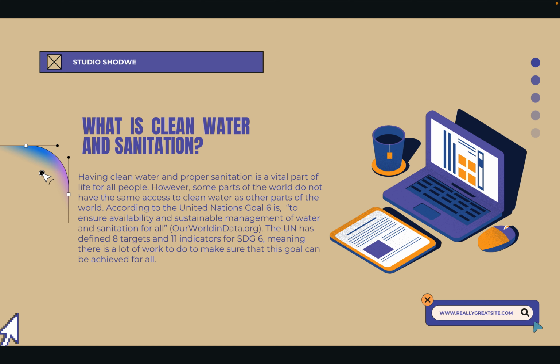So what is clean water and sanitation? Having clean water and proper sanitation is a vital part of life for all people. However, some parts of the world do not have the same access to clean water as other parts of the world. According to the United Nations, Goal 6 is to ensure availability and sustainable management of water and sanitation for all. The UN has defined 8 targets and 11 indicators for Sustainable Development Goal 6, meaning there is a lot of work to do to make sure that this goal can be achieved for all.